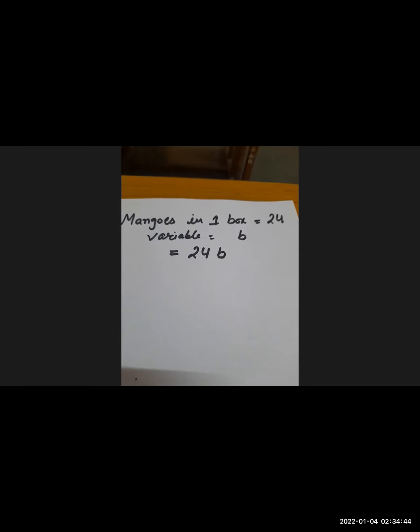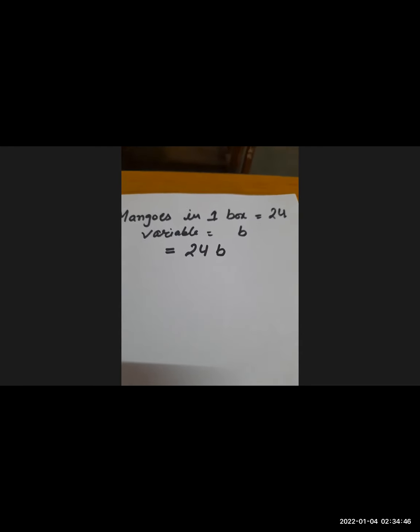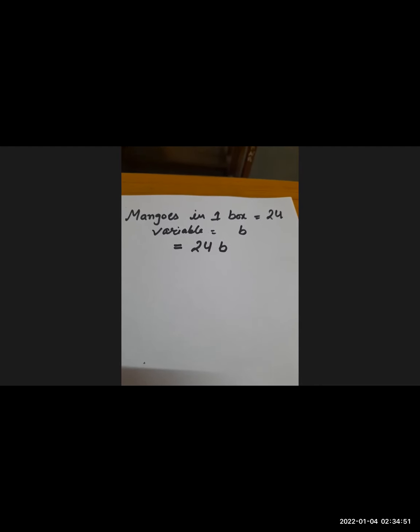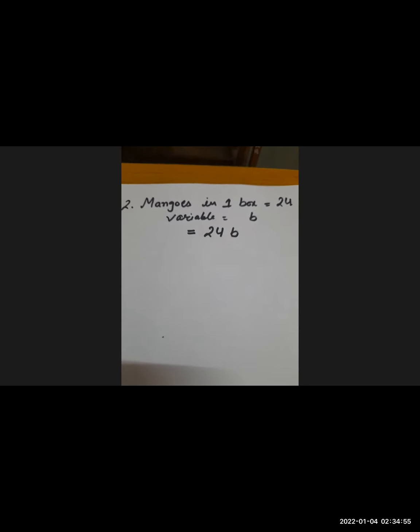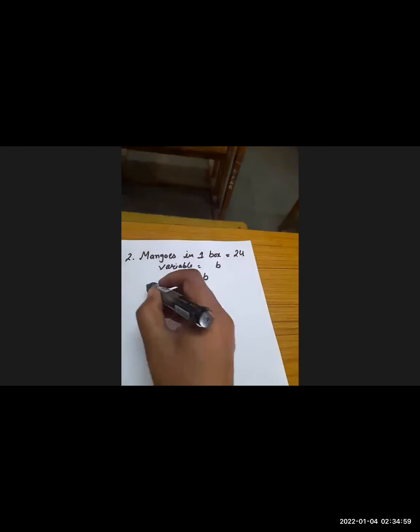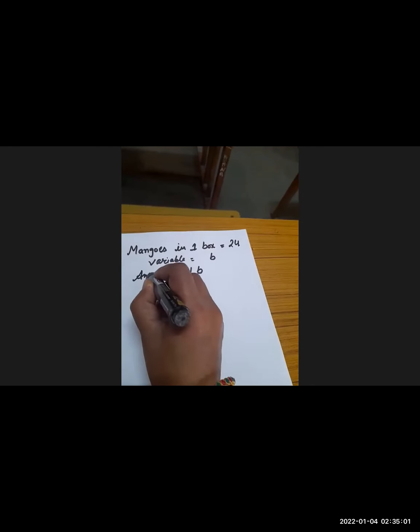24b. Here 24 is number of mangoes in one box, and b stands for number of boxes. Clear, students? So your answer is 24b. Next is third question.